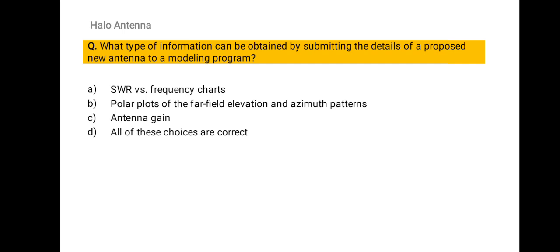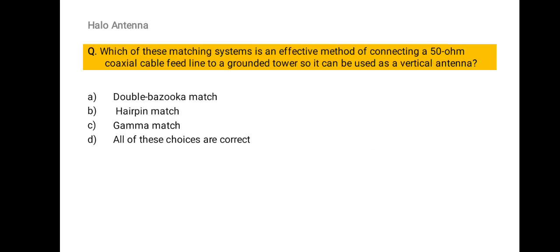What type of information can be obtained by submitting the details of a proposed new antenna to a modeling program? Second is which of these matching systems is an effective method of connecting a 50 ohm coaxial cable feed line to a grounded tower so it can be used as a vertical antenna.